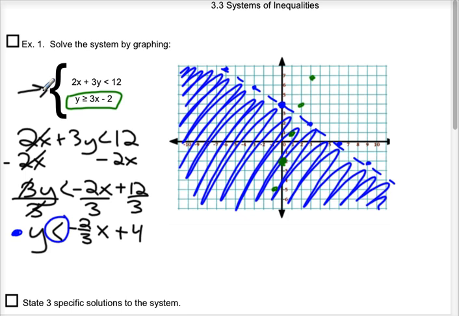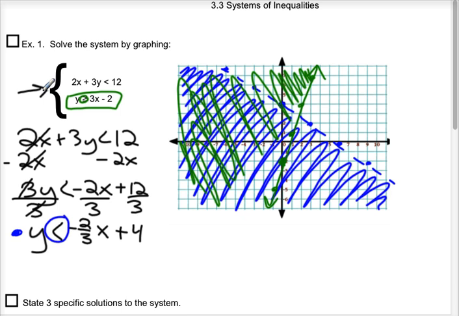And again, I have to stop for a second to analyze what my inequality sign is telling me. Greater than or equal to. So that or equal to piece means I'm getting a solid line. And a greater than means I'm shading above my line. So everything up here is going to get shaded.